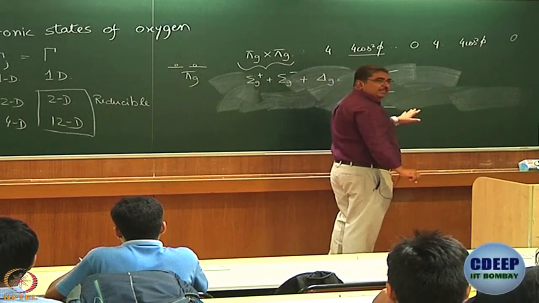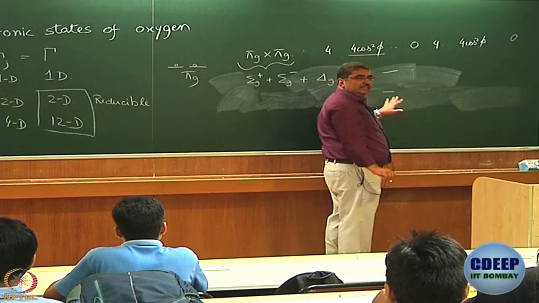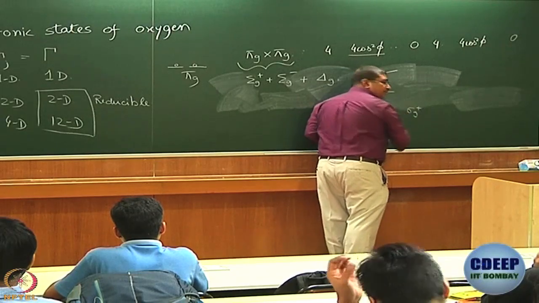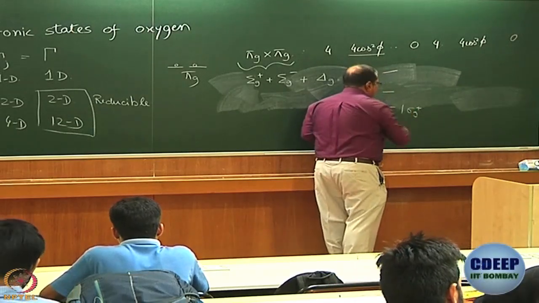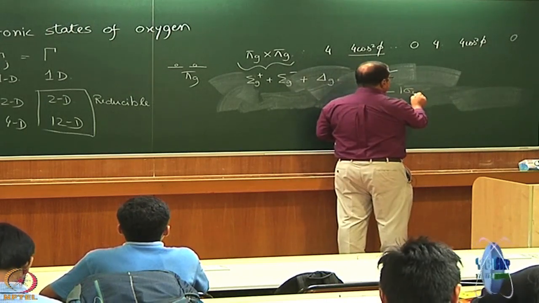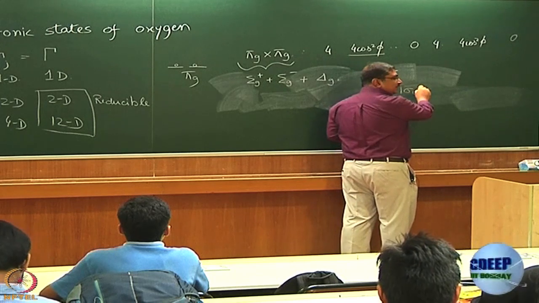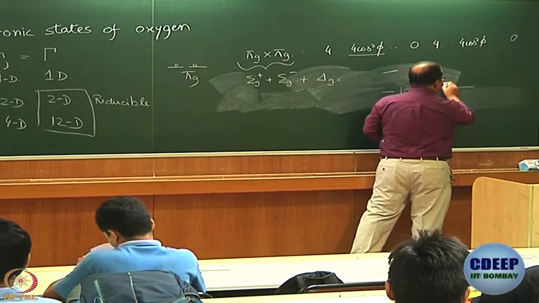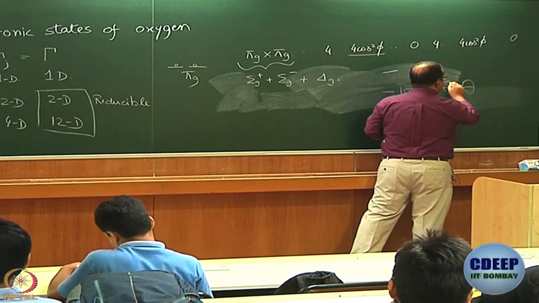For homonuclear diatomics, what is the lowest molecular orbital? It is sigma g plus, right? I call it 1 sigma g plus. This is 1 sigma u plus or minus. If you have forgotten, let us do it quickly.